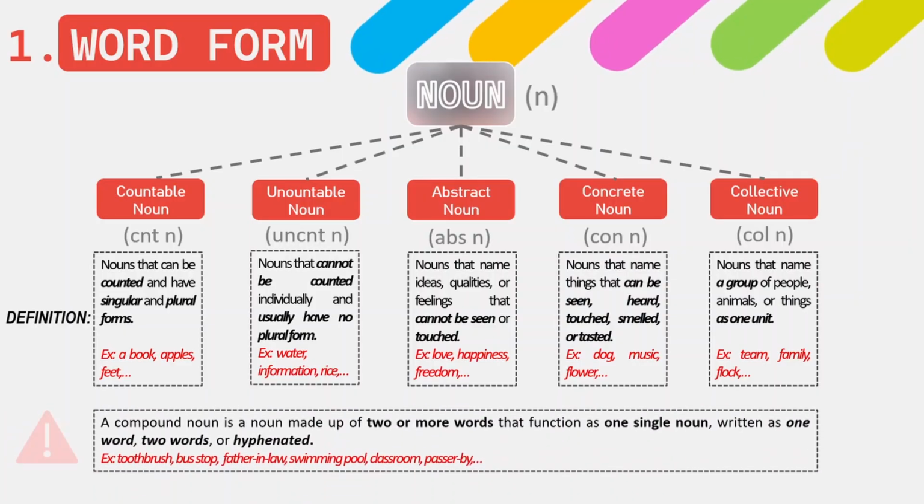Warning. A compound noun is a noun made up of two or more words that function as one single noun, written as one word, two words, or hyphenated. For example, toothbrush, bird stuff, father-in-law, swimming pool, classroom, passerby.